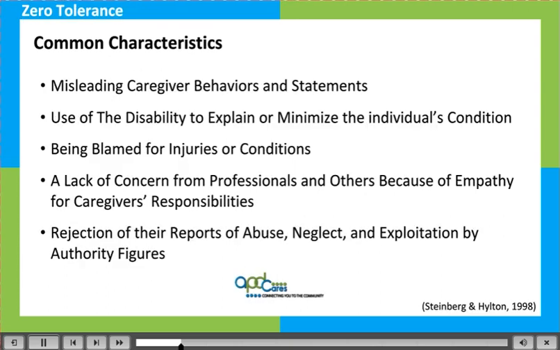Common characteristics are continued with misleading caregiver behaviors and statements, use of the disability to explain or minimize the individual's condition, being blamed for injuries or conditions, a lack of concern from professionals and others because of empathy for caregivers' responsibilities, rejection of their reports of abuse, neglect, and exploitation by authority figures. This information was compiled by Steinberg and Hilton, 1998.